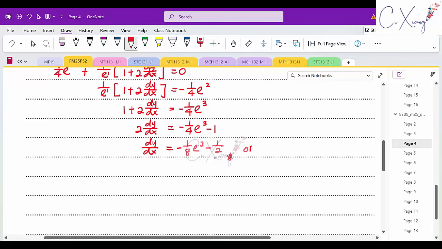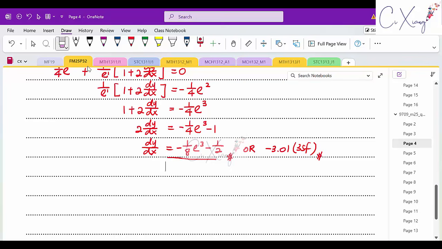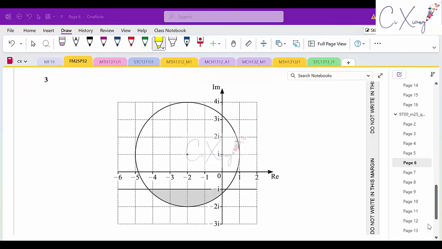Alright, so let's say you want to keep it to 3 significant figures, then you can just press the calculator. By right, you should be getting negative 3.01, if your answer is in 3 significant figures. Okay, so this is actually how we get the value for dy dx. Okay, so this is how we solve this question.